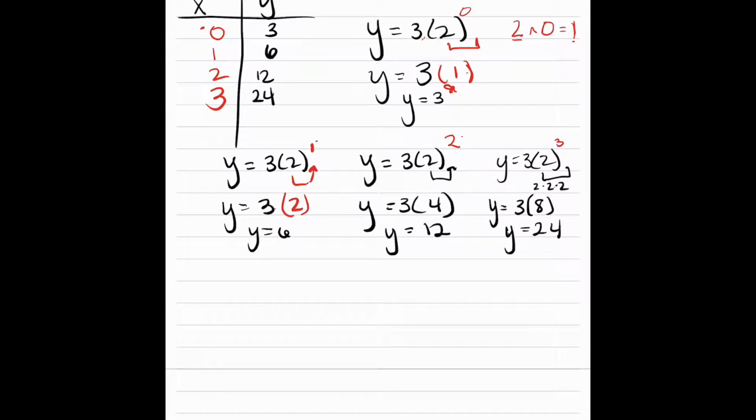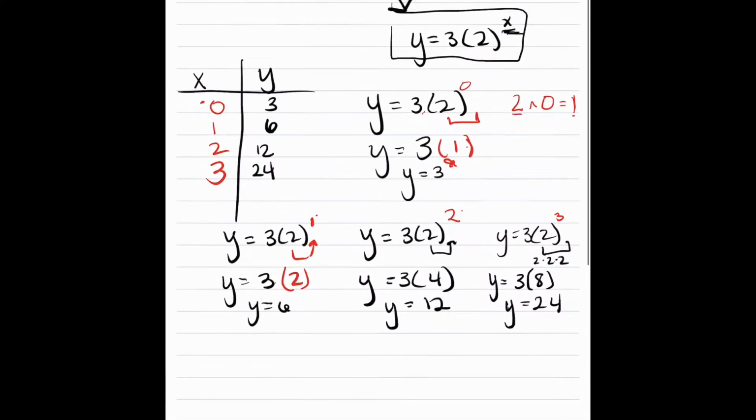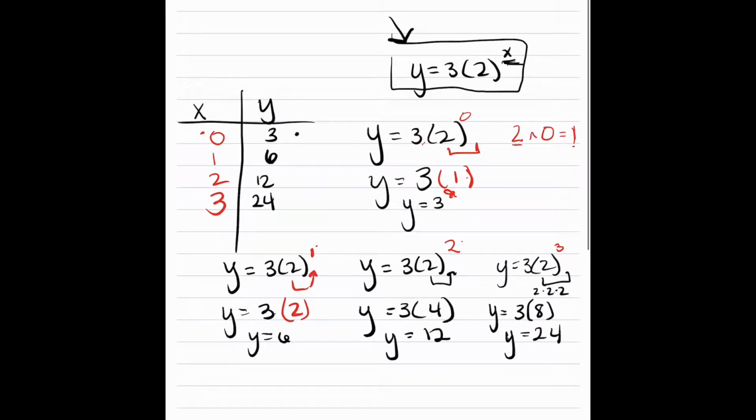Another thing we could have done, which might seem a bit easier, is this: once we get our first value, when x is 0, we got 3. From there, we could just multiply by 2. So 3 times 2 is 6. 6 times 2 is 12. And 12 times 2 is 24. So that's something else you could have done too: once you got the first value, you could multiply by that 2. But you don't have to.